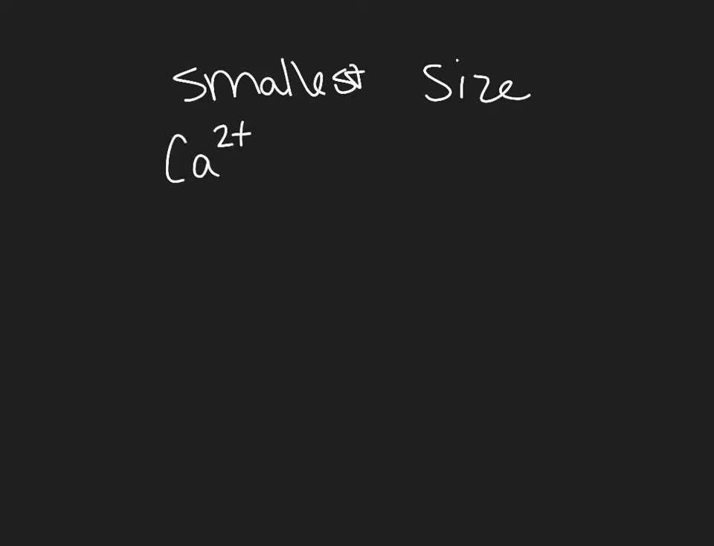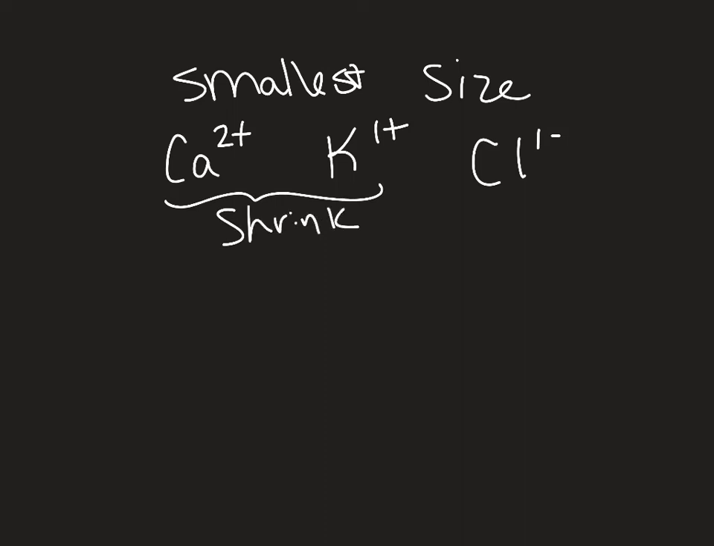The last one I'm going to do covers what's going on with ions. So if I ask you which one of these has the smallest size, meaning atomic size, but now we're talking about ions, because I'm going to give you calcium 2+, K 1+, and Cl 1-. Remember, the two ions that are positive, as they lose electrons, are going to shrink. They're going to get smaller. Whereas the chloride ion is going to expand and get bigger because it's gaining electrons.